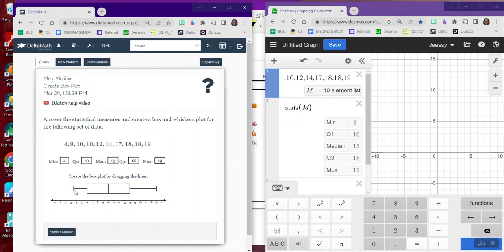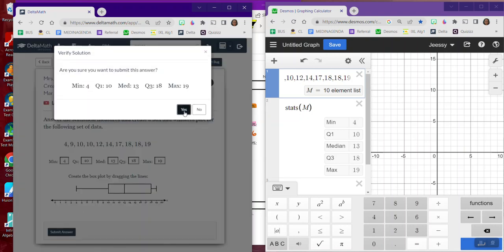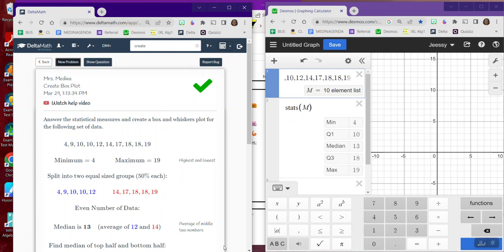Isn't this better than drawing it by hand? You gotta love technology. I'm sorry, it's just... I had to do them by hand. Yay! All right, video's over.